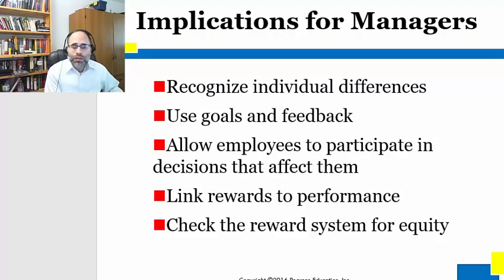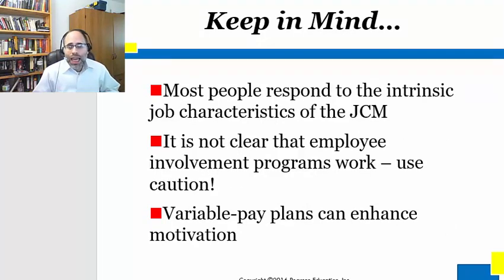So some of the things we've seen in this chapter are implications for managers. We've got to recognize individual differences and realize that not all of these perks and not all of these plans and not all of these strategies are going to work for everybody. Use goals and feedback with the employees to make sure whatever process you're using is working. Allow the employees to participate in decisions, which increases autonomy, increases the ability, several of these JCM characteristics. Link rewards to performance in order to motivate people to increase their performance. Check the reward system to make sure it's fair.